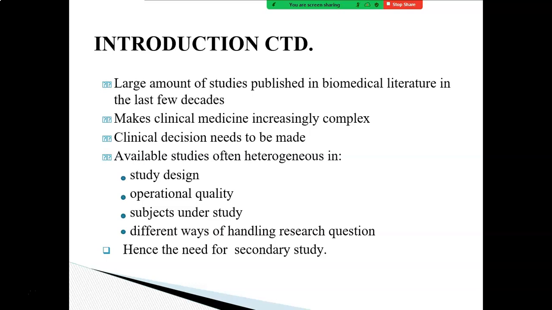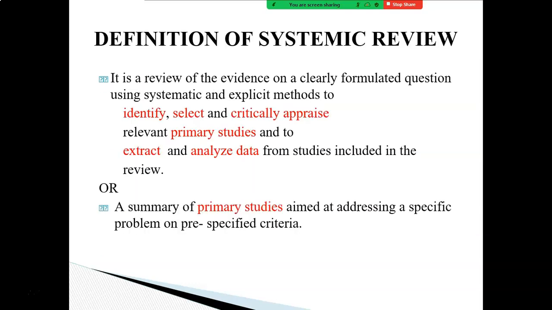Why do we need systematic reviews? Large amount of studies have been published in the last few decades in biomedical journals. And because we have so large a number of studies, it makes clinical medicine increasingly complex and difficult to make some clinical decisions. So available studies that we call the primary studies are often heterogeneous in terms of study design, subjects under study, operational quality, and different ways of handling research questions. Hence, the need for a secondary type of study.